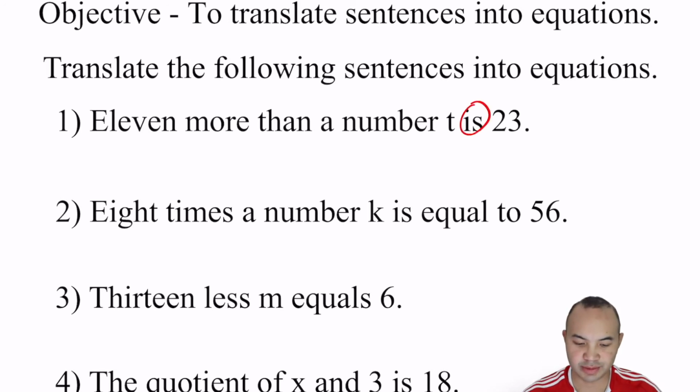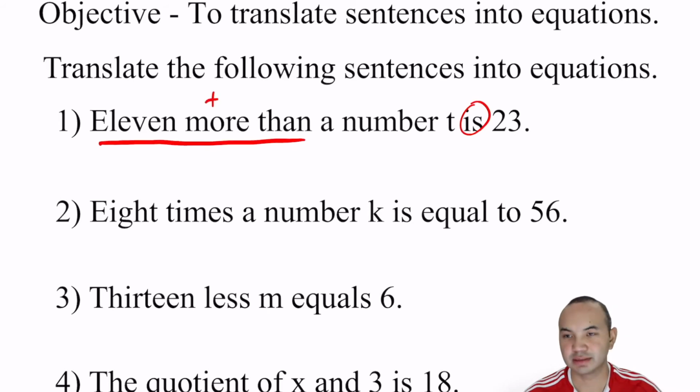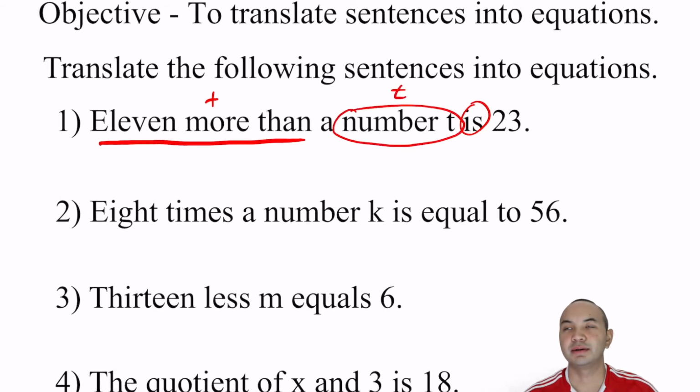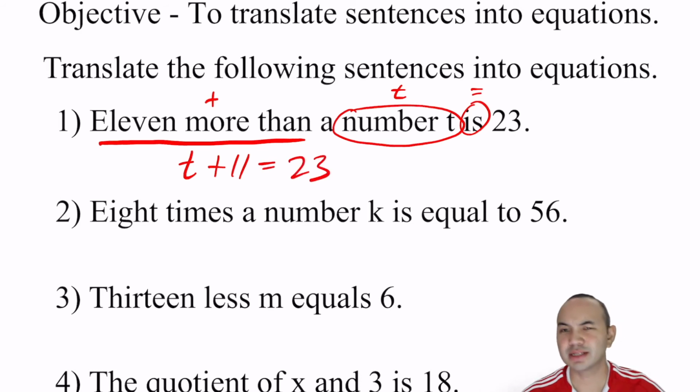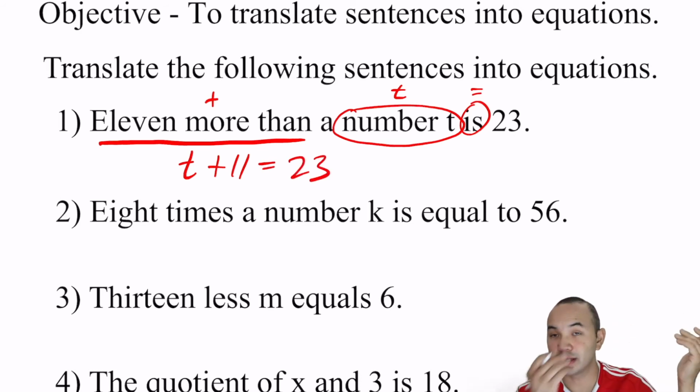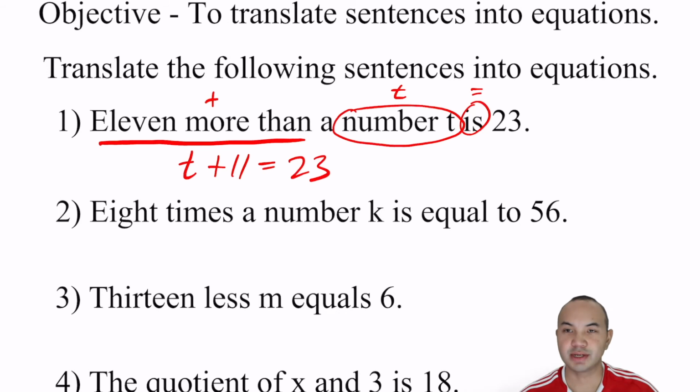So 11 more than a number. 11 more than means you're going to add. A number t, that's your variable, and then is going to be the equal sign, and then 23. So more than comes after. So you have a number t, 11 more than that, so t plus 11, and then is 23. And we're not solving or anything yet, that comes later on in the year, but this is how you translate an equation now, instead of just an expression.